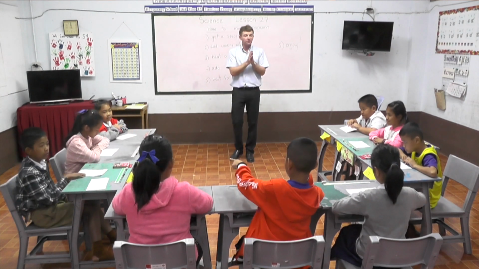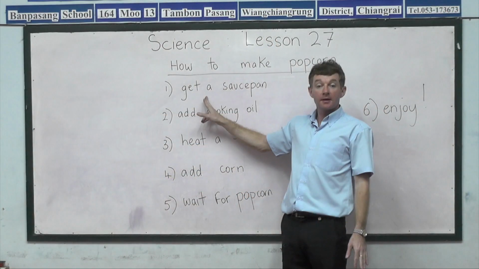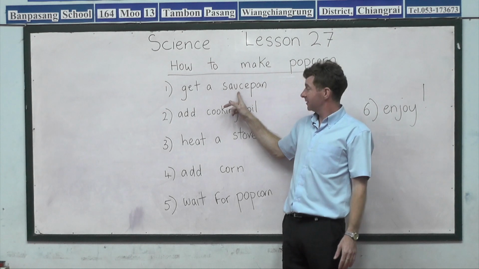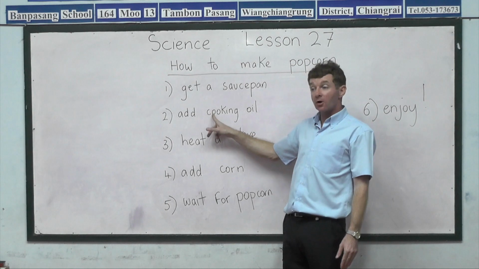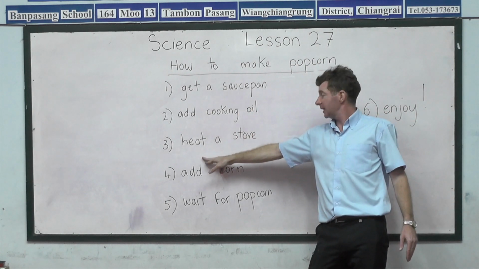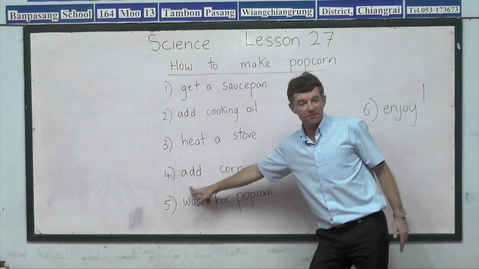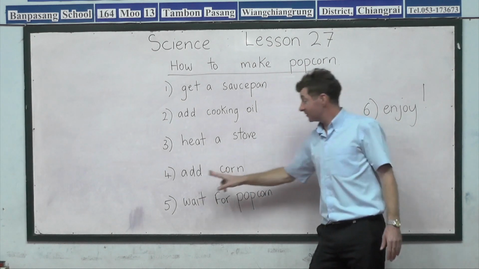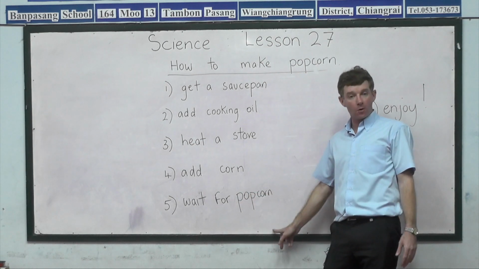Okay, so one more time before we look at our pictures. Step number one, get a saucepan. Step number two, add cooking oil. Step number three, heat a stove. Step number four, add corn. Step number five, wait for popcorn.